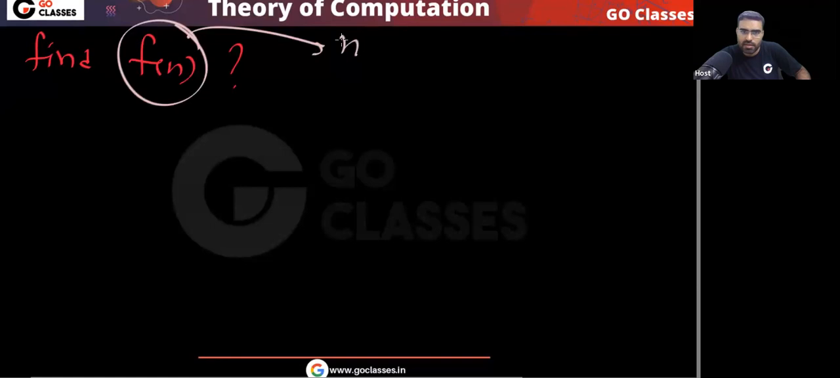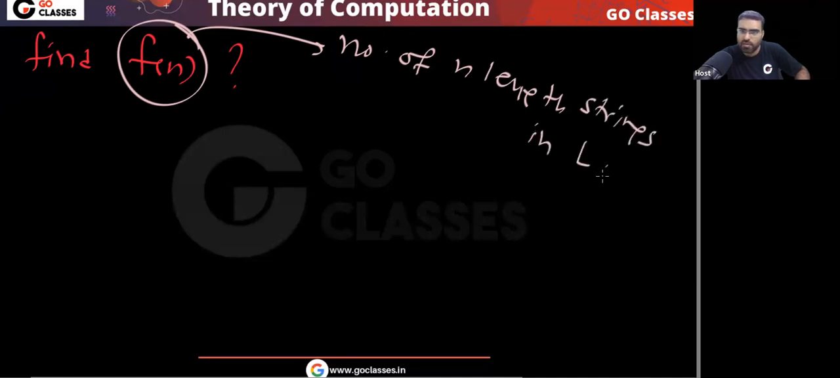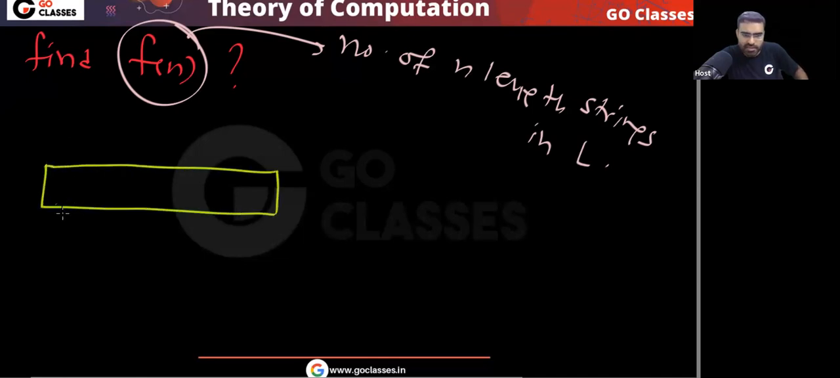So let's find Fn. Remember what Fn is: Fn is the number of n length strings in L. So you tell me, how will you create an n length string? If I want to create an n length string, how can I create it? See, either I can create it from an n minus 1 length string.